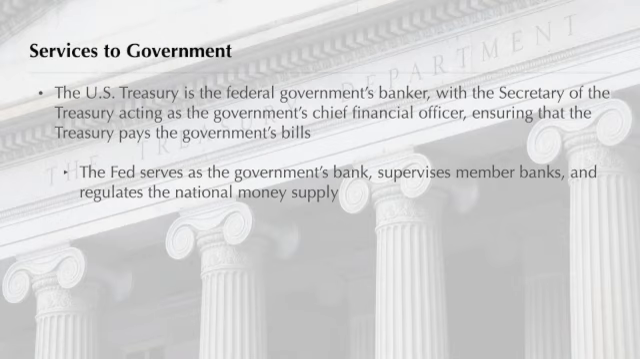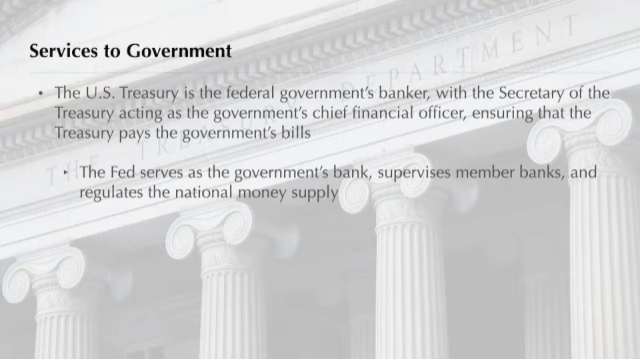Think of the Treasury Department as the U.S. government's banker. The Secretary of the Treasury is the chief financial officer for the government and ensures that the U.S. Treasury pays all of the government's bills. Through the Internal Revenue Service, the IRS, and the U.S. Customs Service, the Treasury Department collects taxes. Through the U.S. Mint and the Bureau of Engraving and Printing, it produces coins and currency.